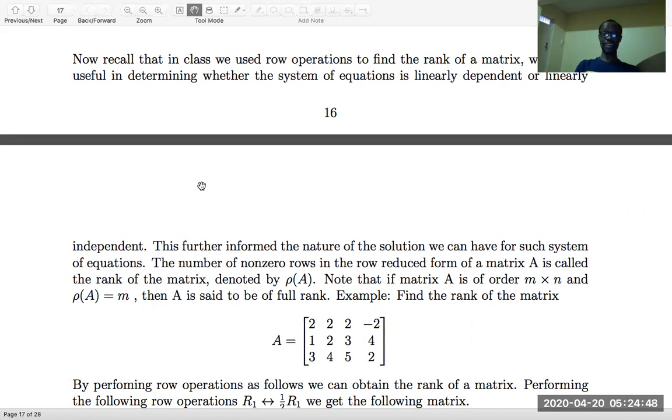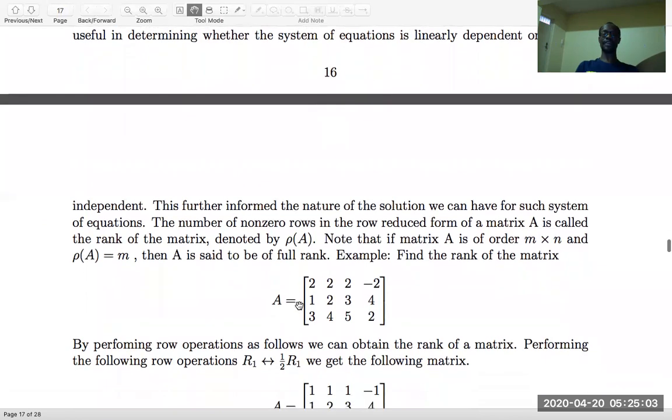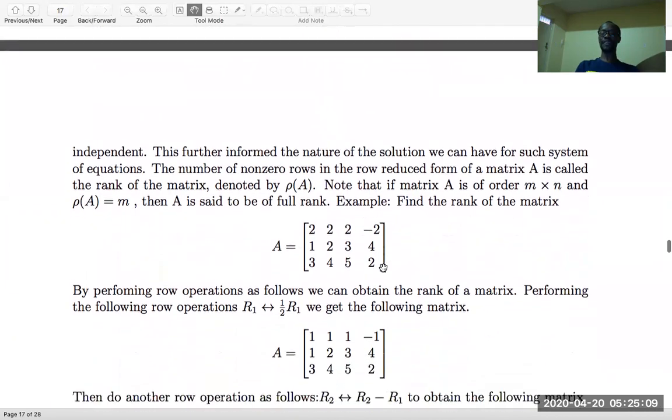And why do we need a rank? I explained it above, and you should know that. Note that if a matrix is of order m, so it has m rows times n columns, and the rank is equal to m, then A is said to be of full rank. I.e., if your rank is equal to the number of your rows, then A is said to be full rank. Example, find the rank of the matrix.